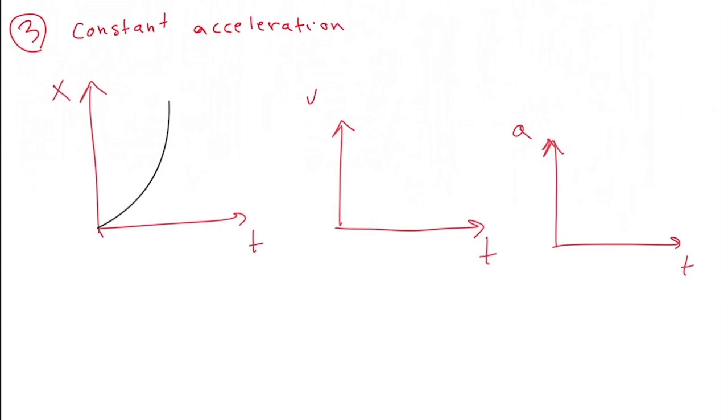And for the vt graph, we're going to have a straight line, which is showing the constant acceleration. And for the acceleration time graph, obviously, we're going to have just a horizontal line.